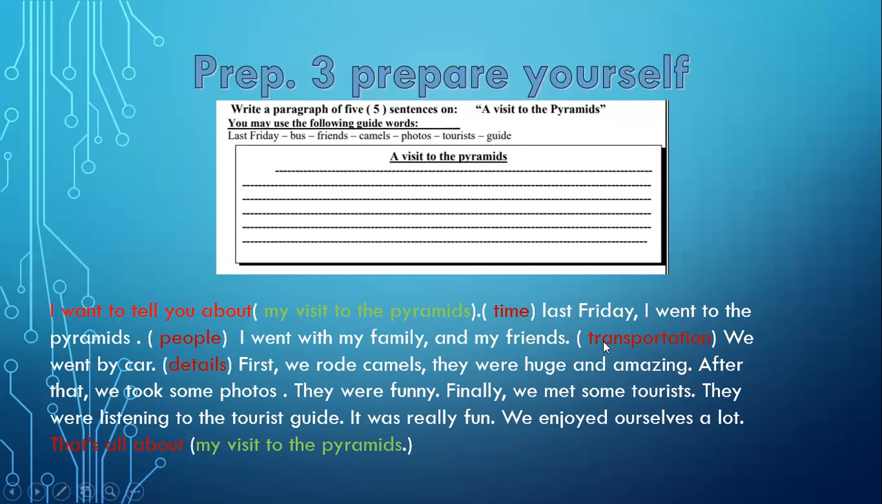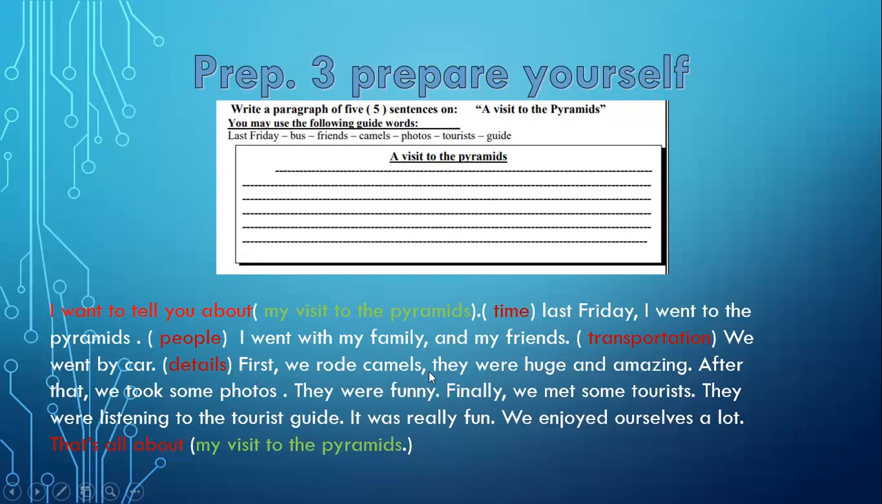And then we talk about transportation. How did you go there? We went by car. You can use bus. We went by bus. You can use on foot. We went on foot. And then the details. When you come to the detail point, use transition words like first, after that, next, finally. When you start with a transition word, follow it immediately with a comma, like that.